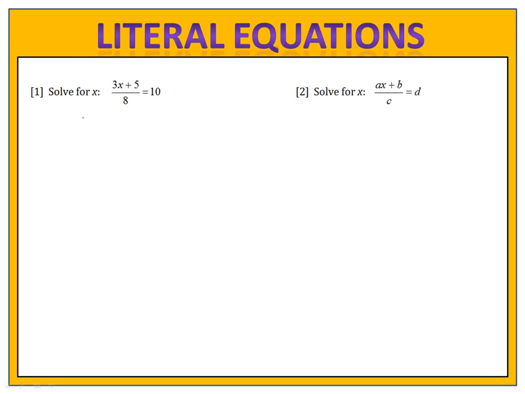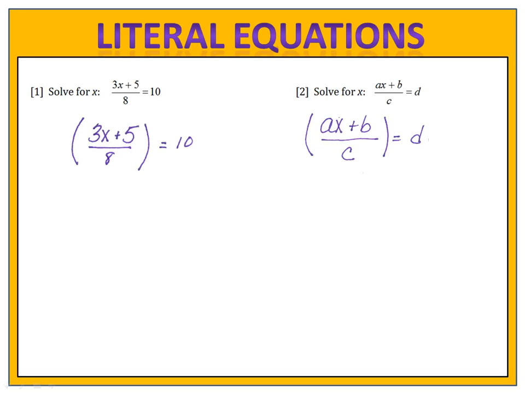In exercises 1 and 2, we have two very similar equations, except the one on the left has numbers, and the one on the right is a literal equation. We wish to solve both of these for x, and we're going to follow the same process for each. We begin by looking at the one on the left. Notice we have that 8 in the denominator. We know that we can multiply both sides by 8, and then those 8's cancel, and we no longer have a denominator to worry about.